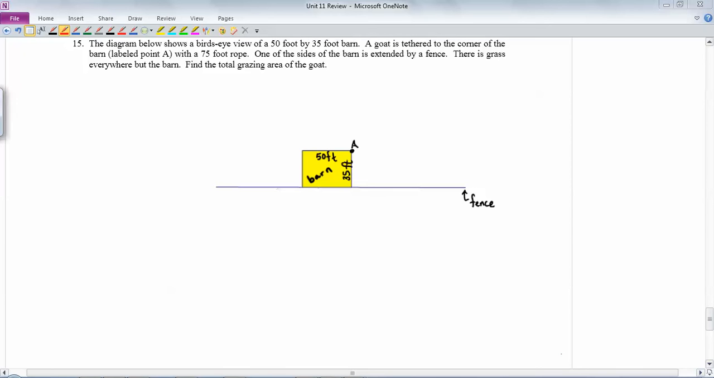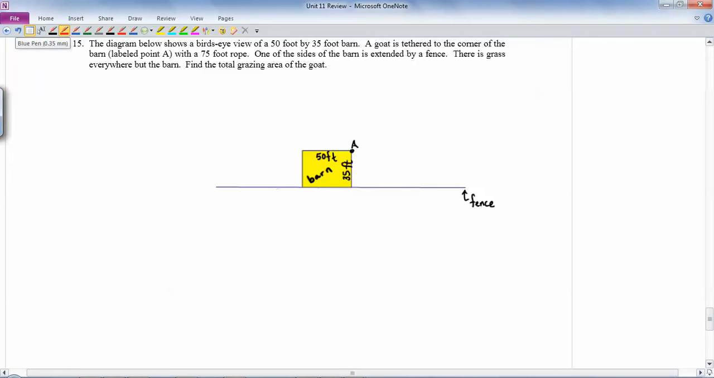Okay, so this is the final problem from the Unit 11 review, which is another goat grazing problem. So again, this ties together a whole bunch of different area problems, essentially. So first, this time it's a 50-foot by 35-foot barn. We still have the fence extending on one side. And now the rope is 75 feet.